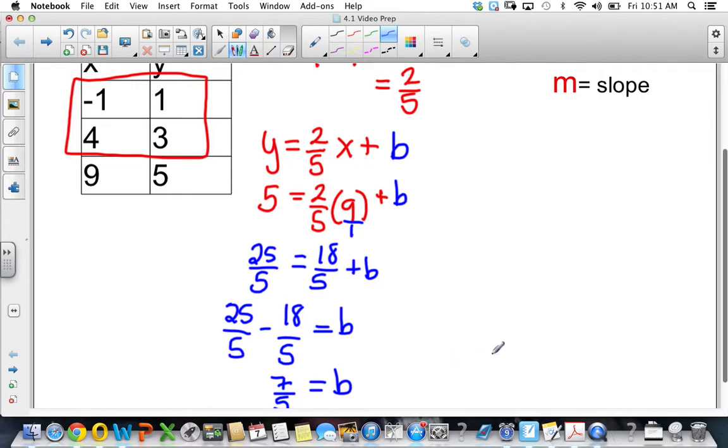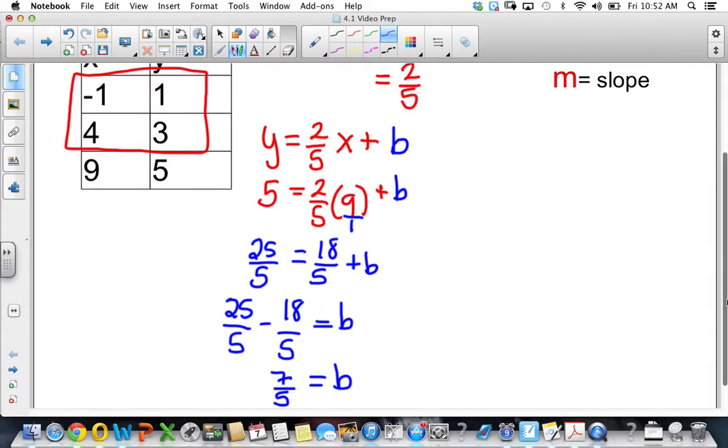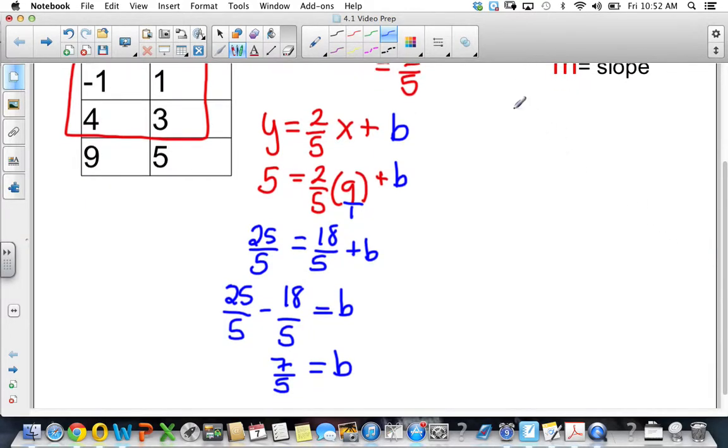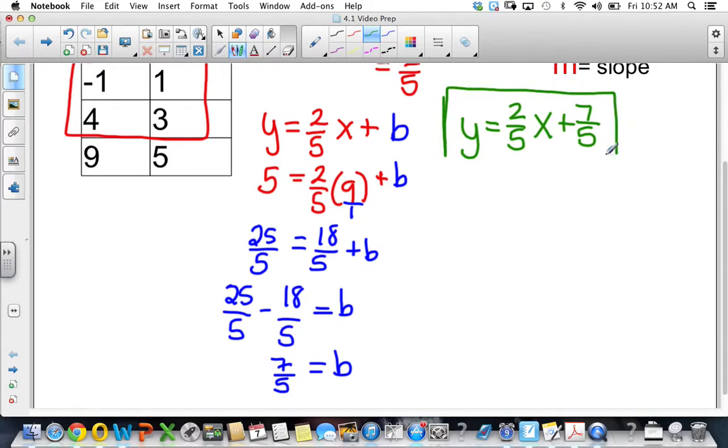So our b winds up being a fraction, and we want to leave it as a fraction as opposed to changing it to a decimal, especially if it's a repeating decimal. So our last step is to plug it back into the linear equation because they ask for a rule, and you want to provide the equation of the line with m and b substituted in. So this is the equation of the line that will satisfy this table of values, and it has a slope of 2/5 and a y-intercept of 7/5.